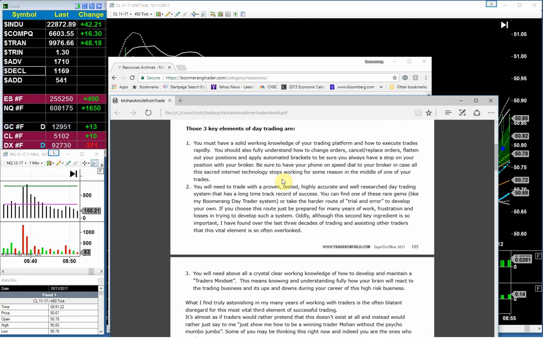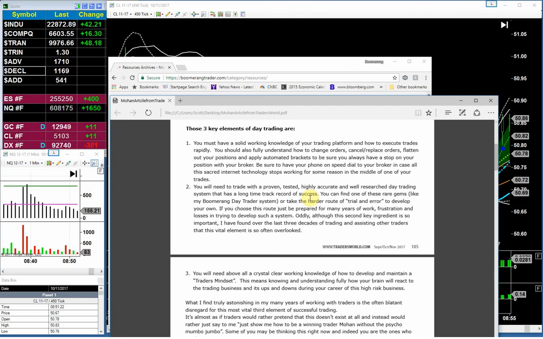Number 2, you will need to trade with a proven, tested, highly accurate, and well-researched day trading system that has a long time track record of success. Well, that just eliminated right there the reason 90% of the people in the futures trading business lose. That just eliminated 90% of them. Let me repeat that: a proven, tested, highly accurate, well-researched day trading system that, in addition to all I just mentioned, has a long time track record of success.